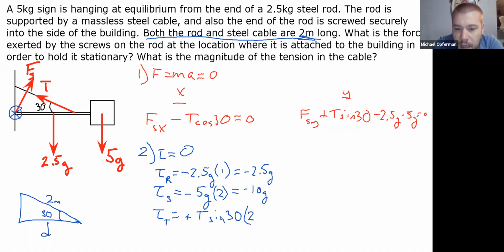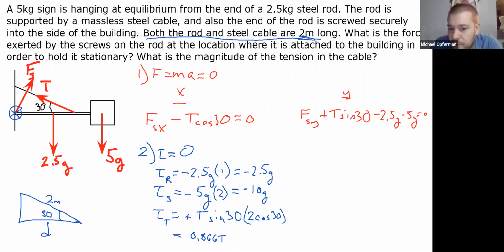So that's the length of the cable times cosine 30. So that's going to be, let's see, 2 times cosine of 30, which is 0.866. So the torque is 0.866 T.